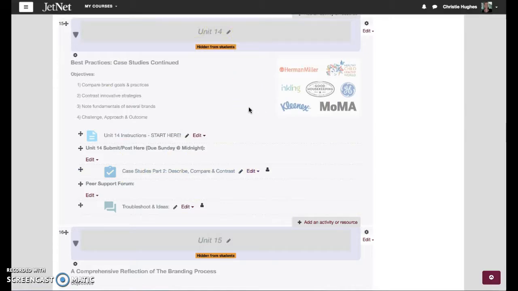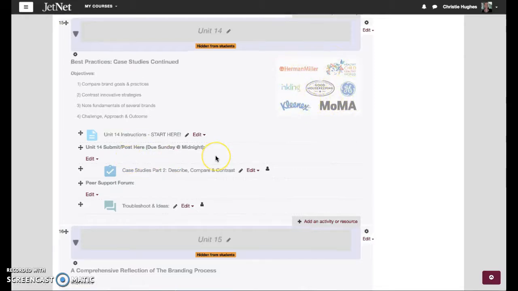We're still going to be focused on best practices, comparing brand goals and practices, contrasting innovative strategies, noting fundamentals of the several brands, and then challenging the approach and outcome of those brands. So these are some examples of brands that you might choose within those pages.